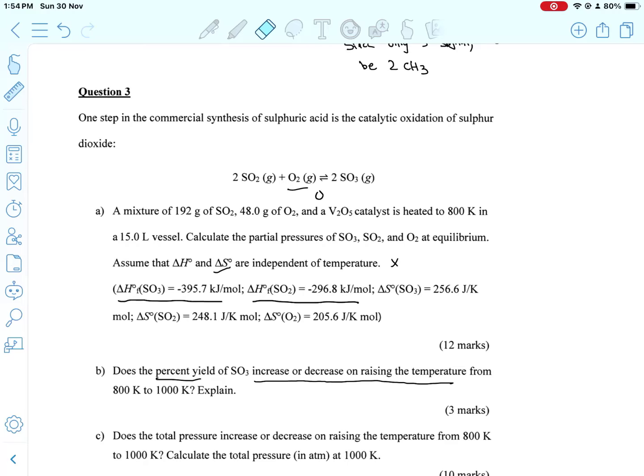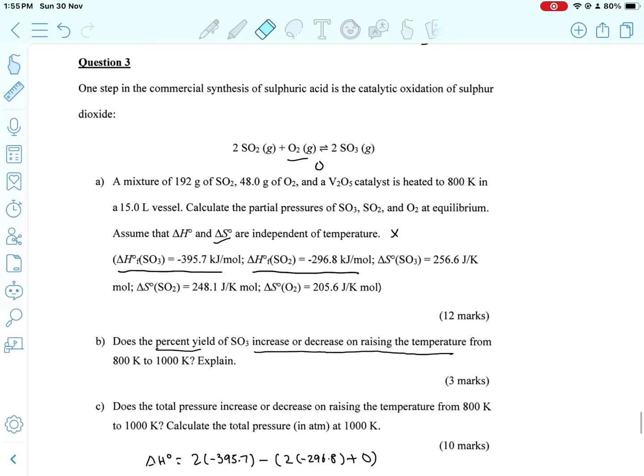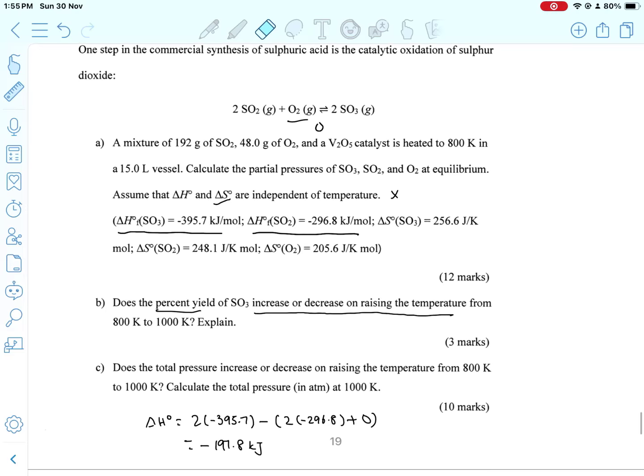Alright, so for question 3. Part A is actually on entropy, and I don't want to do it because we're not taught it, and I'm hoping it doesn't come out. But you can actually do part B without doing part A. Part B asks us to find if the percent yield increases or decreases when the temperature is raised. And this can be done through a bit of logical thinking.